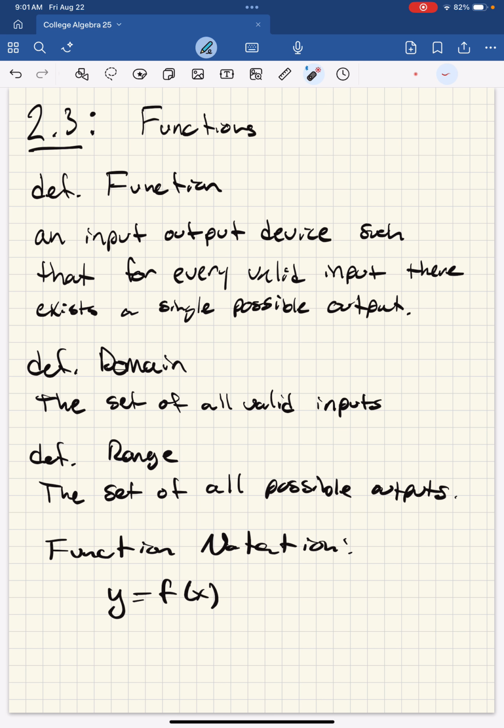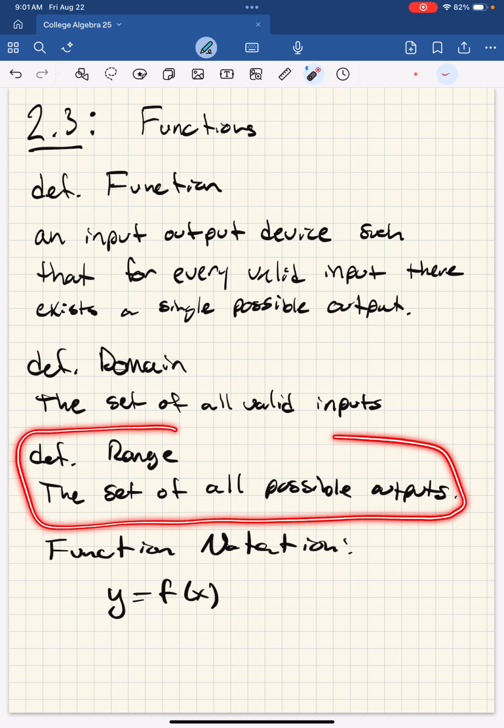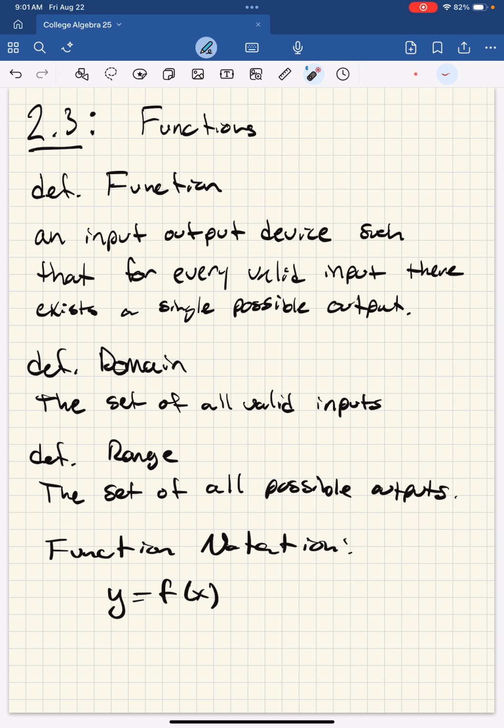Okay, in 2.3, we're going to talk about functions. Here's the definition of a function: an input-output device such that for every valid input, there exists a single possible output. The definition of domain: the set of all valid inputs. The definition of range: the set of all possible outputs.